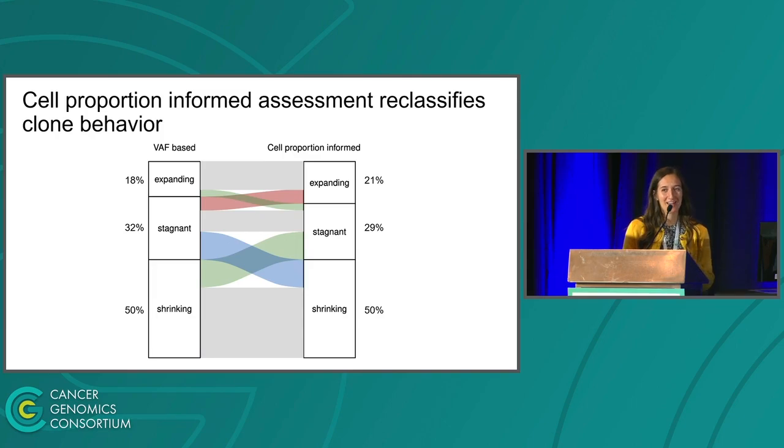And I saw a lot of change between categories. A number of clones that seemed to be stagnant were now classified as expanding or shrinking. And similarly, clones that previously seemed to be expanding or shrinking, with that greater understanding, now seem to be stagnant. And I think this has important implications for understanding which patients we actually need to follow up with versus which ones are okay.